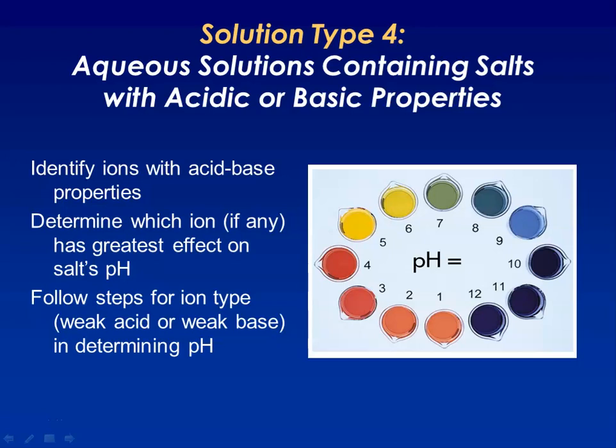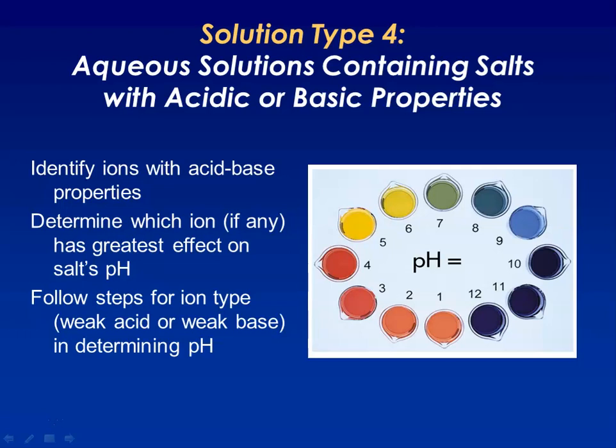All right, so the final type of solution that we're going to learn to calculate the pH is for salts. We actually already have all of the skills we need to calculate the pH of salts because we've already learned how to identify whether salts are acidic or basic by looking at the ions making up the salts. And once we've identified which ion or ions are going to have an impact on the pH, that ion, however we would calculate its pH, is what's going to be used to determine the pH of your salt.